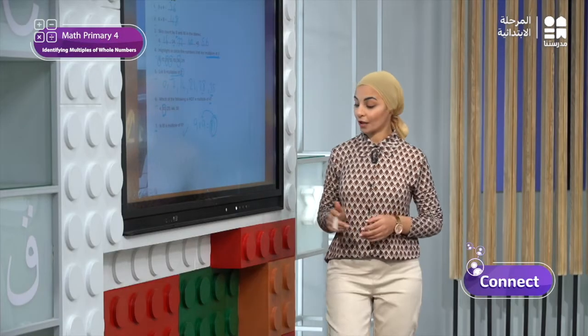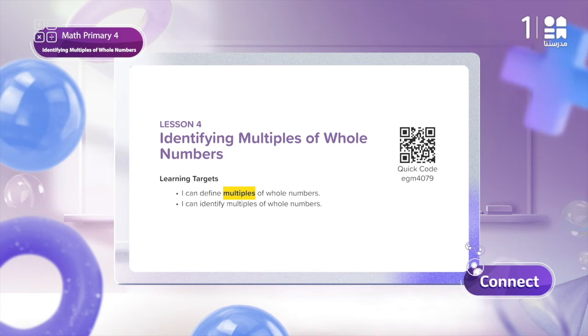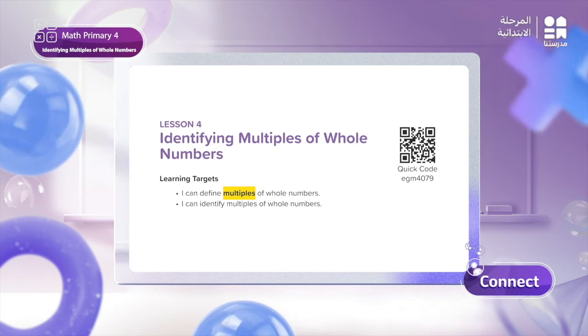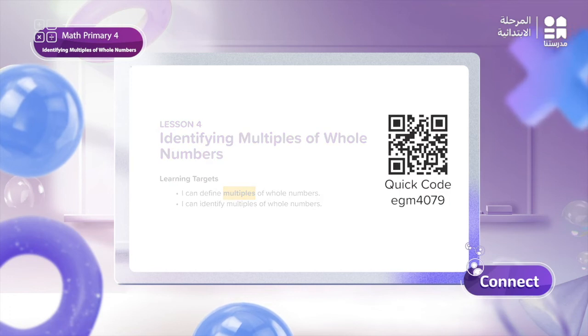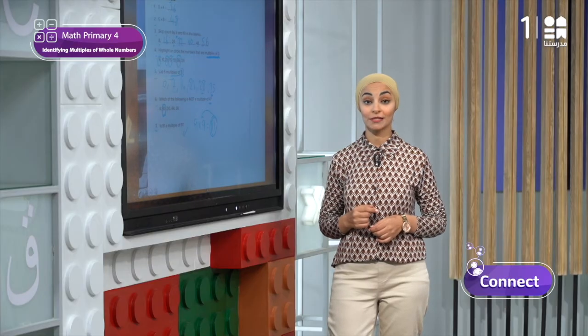And now after we have finished the practice part, let's summarize all that we have taken today. Now we achieved the learning objectives for our lesson today and learned how to define and identify the multiples of a whole number. To check your understanding and have more and more practice, you can use the code shown here on your page 247 in your school books to access the check your understanding part.